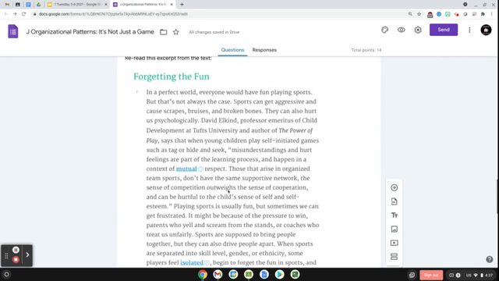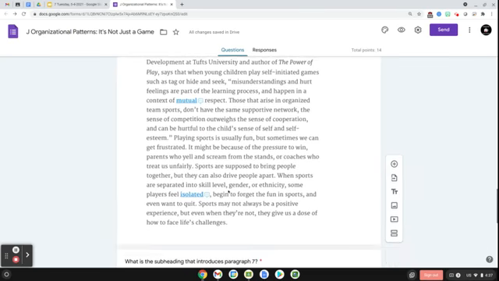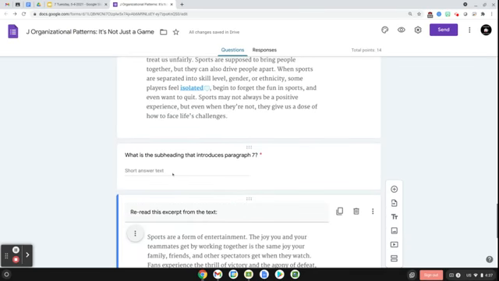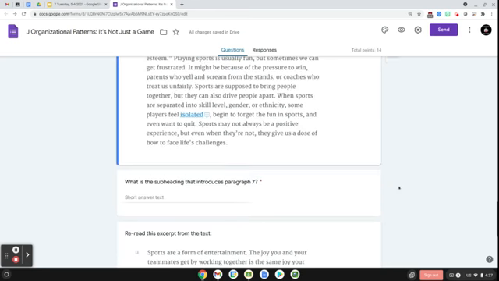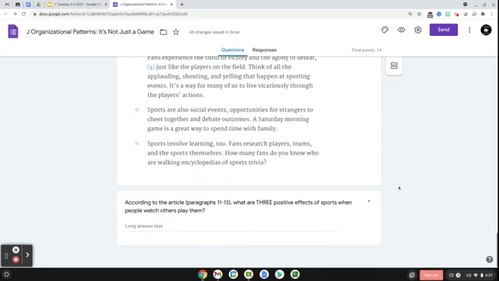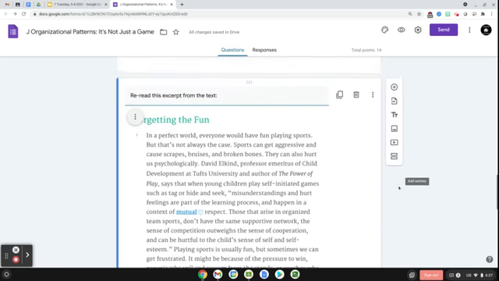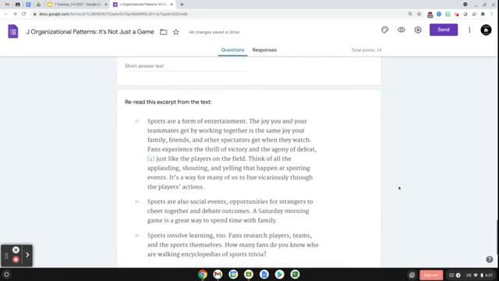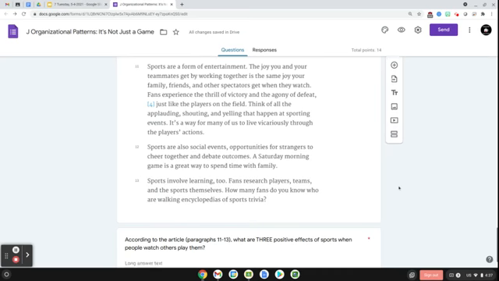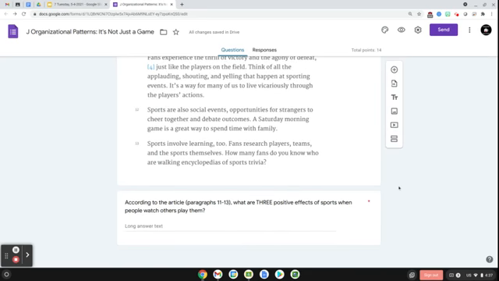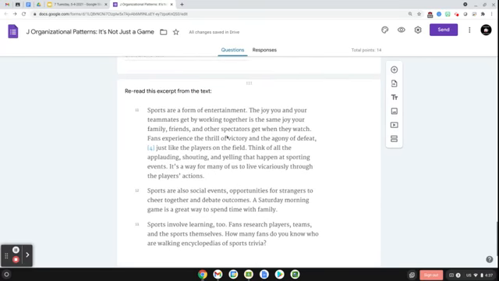Then here we see her counterclaim again, forgetting the fun, and look what it says. What is the subheading that introduces that? And hello, jumping all around. Sorry about that. What is the subheading of this counterclaim? And then the very last part that we just talked about, what are three positive effects of sports when people watch others play them? And again, you're taking that right here from this section.